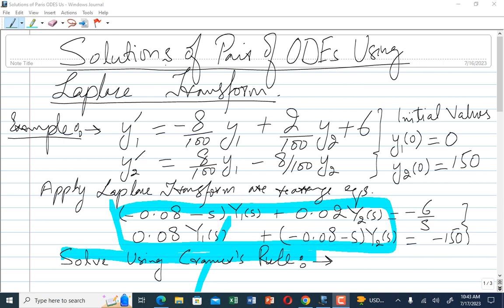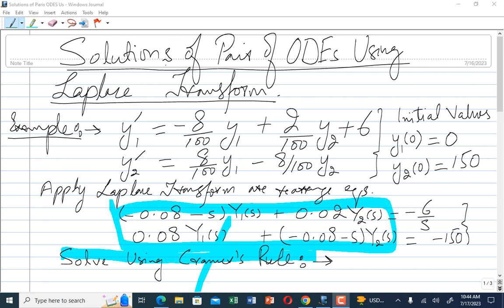So for example, if there are two equations, this is y1 dot equal to minus 8 by 100 y1 plus 2 divided by 100 y2 plus 6. This is the initial value problem. Similarly, we have y2 dot here. So these are two first order differential equations, and these are non-homogeneous equations, as you see 6 here. The initial conditions given are y1(0) is 0 and y2(0) is 150. As this is first order, I need two initial conditions to solve these differential equations.